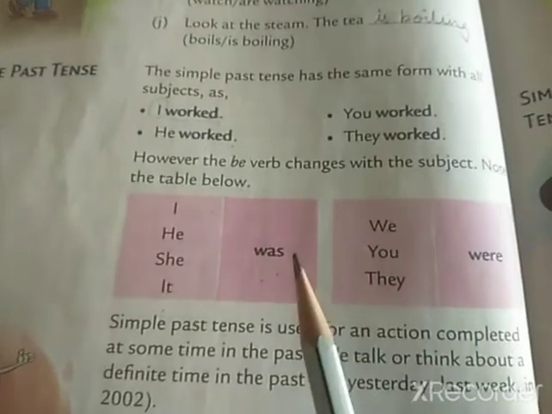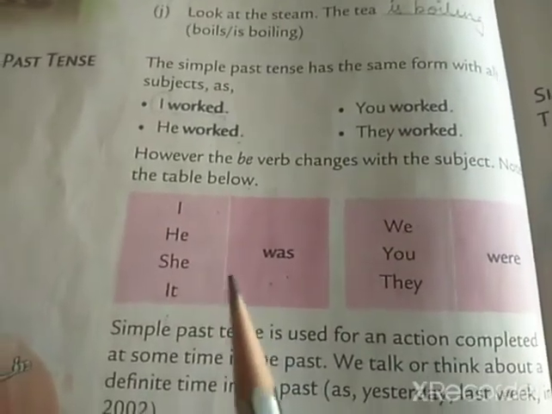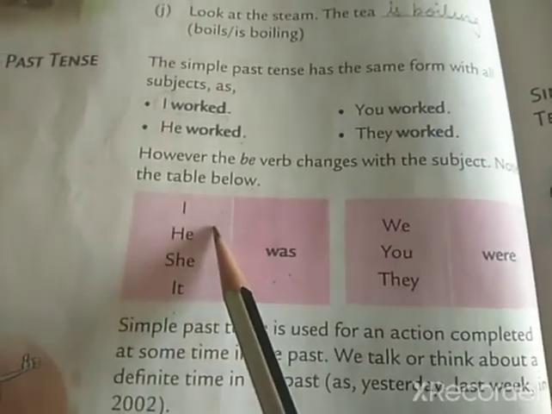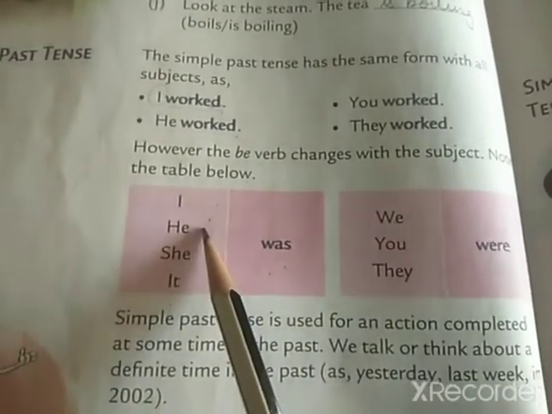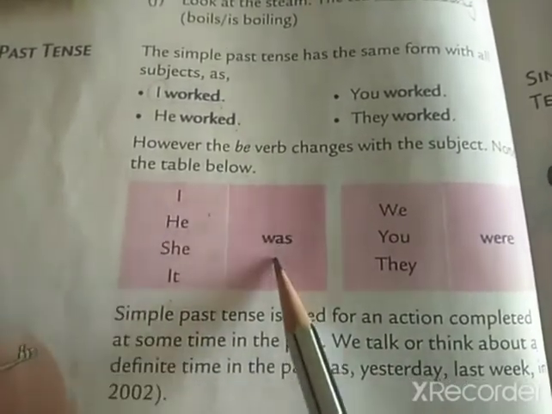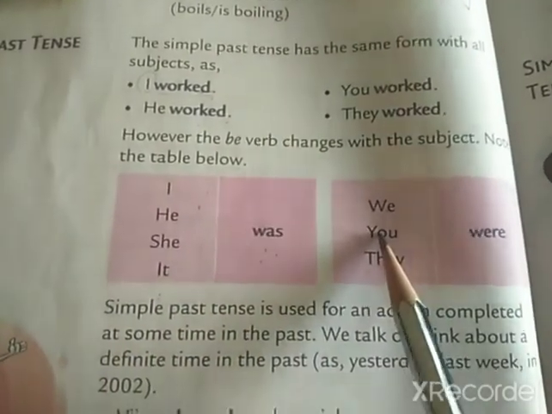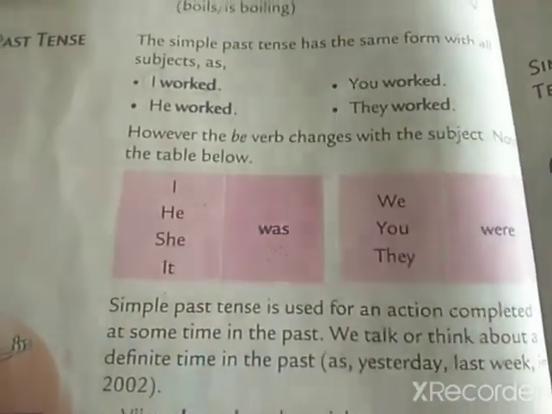When we have to change the sentence into simple past tense, for a singular noun or pronoun we will use was. For a plural noun or pronoun we are going to use were.